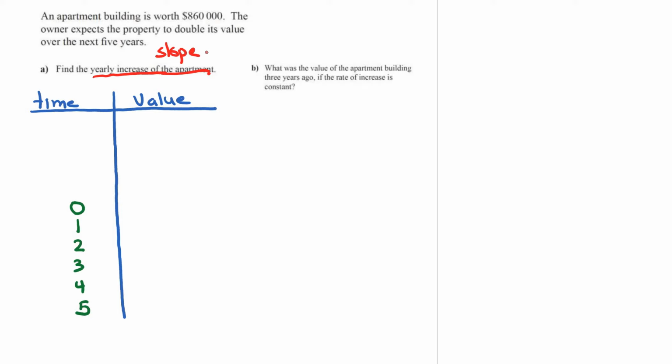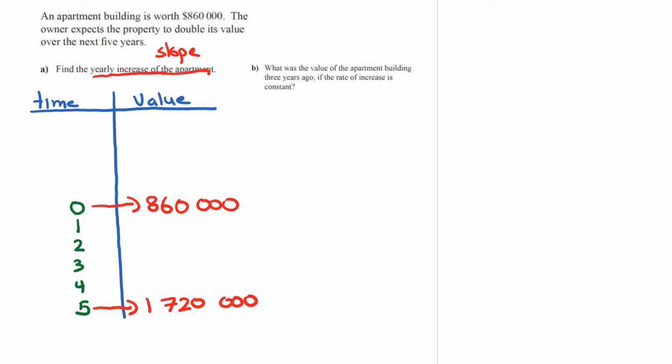And let's go ahead and fill in this table of values here. So when we're at the start, at the beginning, the apartment has a value of $860,000. Okay, and then it doubles after 5 years. So when we're at 5 years, the value of this particular condo will double, and if I double that, it's going to be $1,720,000.